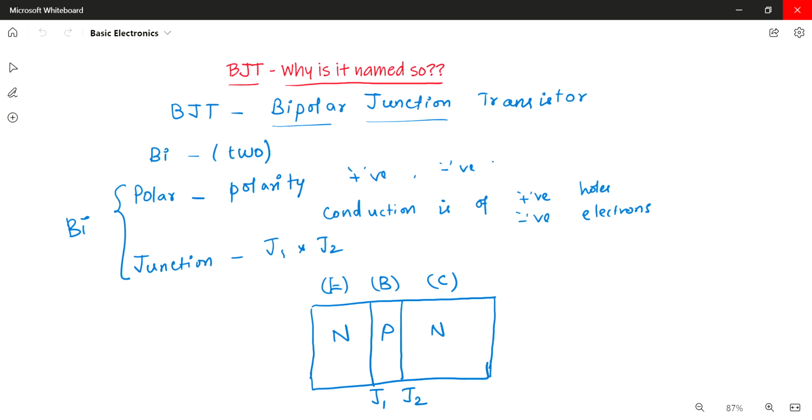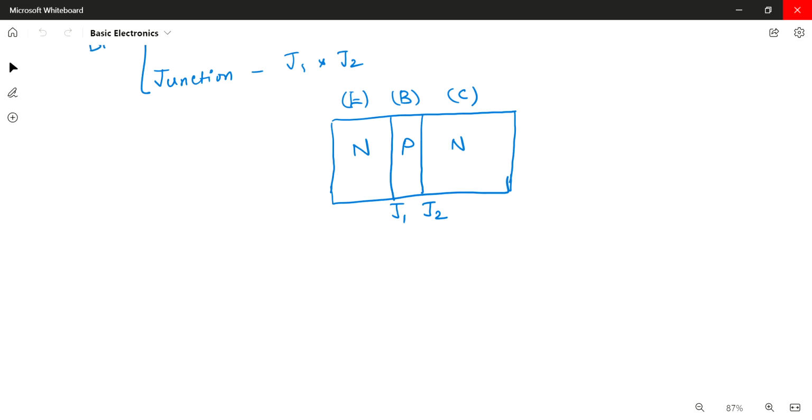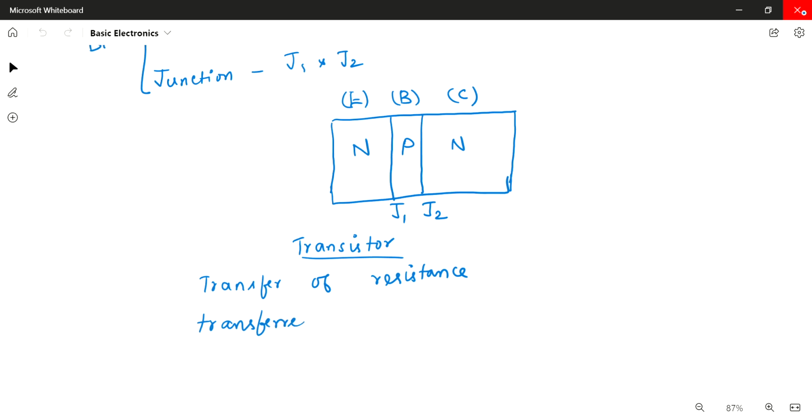Now coming to transistor. What is the meaning of a transistor? Transistor is nothing but transfer of resistance. That is the expansion for transistor. Transfer of what? Transfer of resistance. So how is the resistance transferred? Resistance is transferred from input side to the output side. Transferred from input side of the transistor to the output side of the transistor.